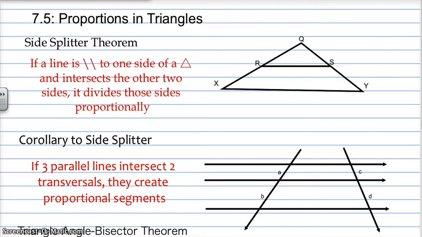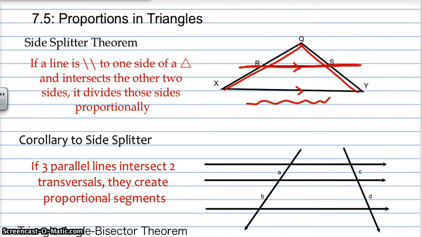The side splitter theorem reads, if a line is parallel to one side of a triangle and intersects the other two sides, it divides those sides proportionally. So, in your notes, the diagram should have the parallel line indicators. I have a triangle. It says if a line is parallel to one side of a triangle and intersects the other two. So here's your line that's parallel to this bottom side. It's intersecting the other two sides.